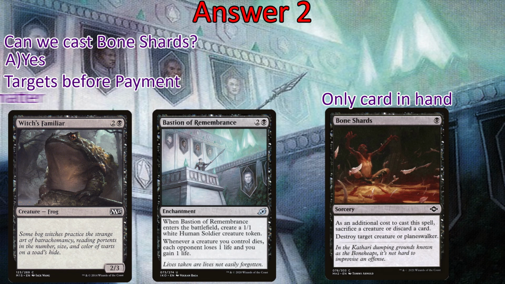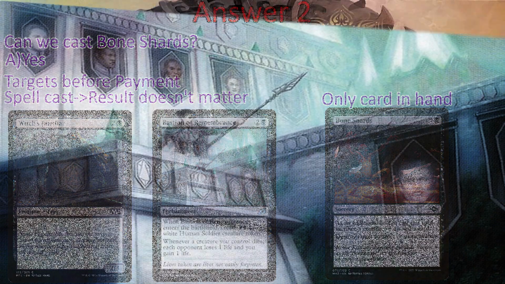So here, even though the Bone Shards will lose its target when it's completely cast and will do nothing and be countered by game effects, we can still cast it because the target was chosen before the sacrifice. So that's a little trick you can use in many effects to get a free sacrifice trigger.